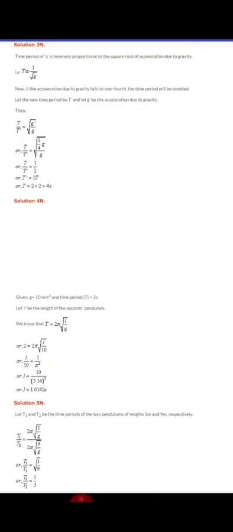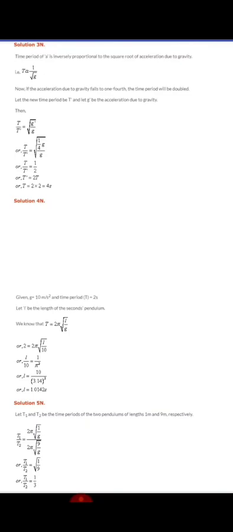T is equal to 2 pi root of L by G. So there is a question. What is the question? I will read. A pendulum was taken to such a place where the acceleration due to gravity becomes 1/4. How would the time period change? Now they are not talking about length, and if it's the same pendulum, the length will remain the same. So the pendulum was taken to that place where G becomes 1/4 the original value.